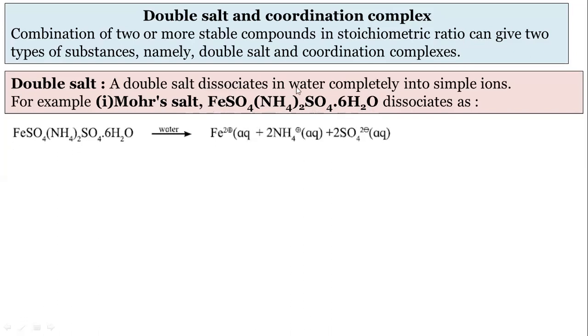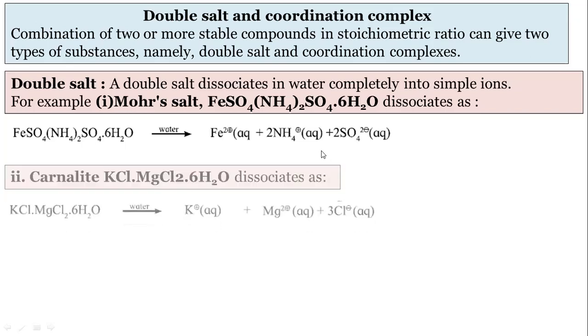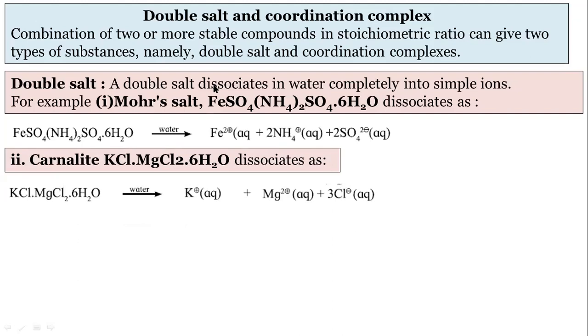Because when this Mohr salt is dissolved in water, what is happening? See, this is Mohr salt plus water. So Fe2+ ions, ammonium ions, and SO4 ions are formed. So they dissociate and the ions are formed. But in the case of a coordination complex, such types of ions are not formed. See, this is the difference between double salt and coordination complex. When a double salt is dissolved in water, such ions are formed. But if a coordination complex is dissolved in water, such ions are not formed.